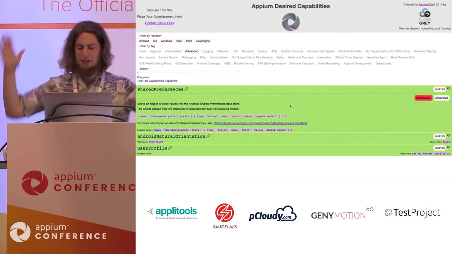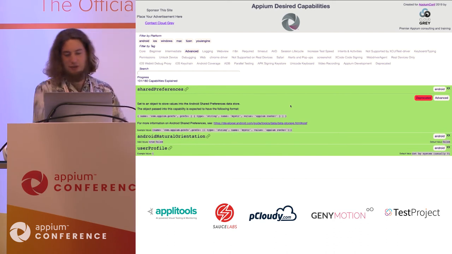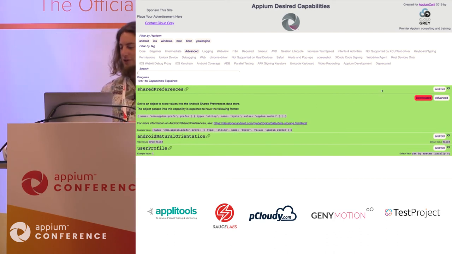So Android, I guess, has a shared preferences data store on your phone. These are your preferences for all users on your phone. You can just set random stuff in there, but this is deprecated.